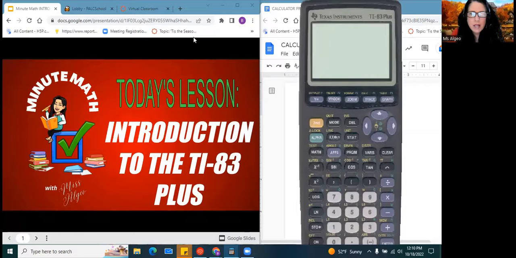Hi everyone. Today's minute lesson is Introduction to the TI-83 Plus calculator. So as you can see, I'm using a virtual TI-83 Plus. If you have your own, bring that out.